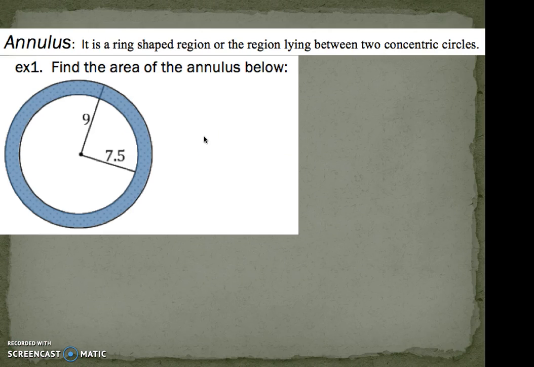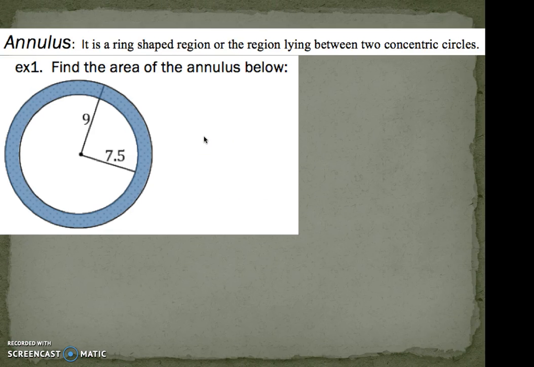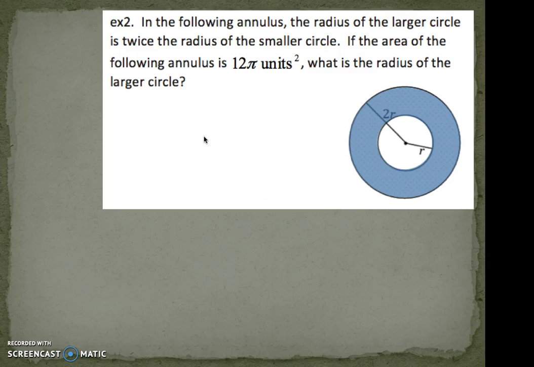Okay, so if you have done that, here is the solution. When you subtract the two, you'll end up with 81 pi minus 56.25 pi, giving you 24.75 pi, or if you put that into your calculator, you'd end up with about 77.75. The next problem here is a little more complicated.